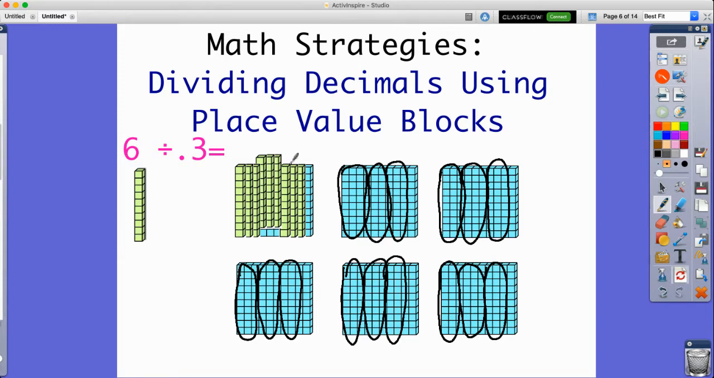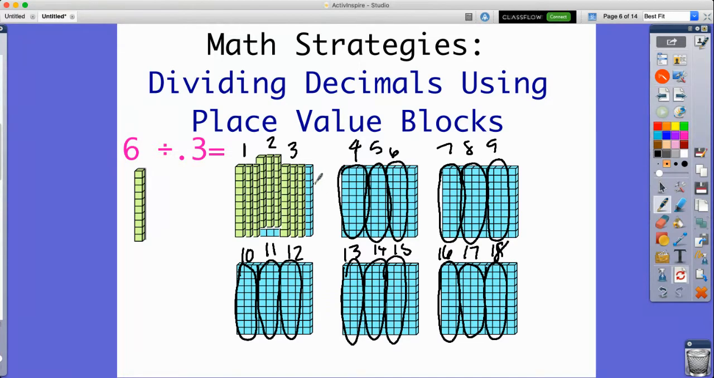So now what I'm going to do is count up how many sets of 3 tenths I have. 1, 2, 3. Now I'm going to wait for these tenths that I have left over, and I'm going to combine them to make as many groups of 3 tenths as I can. So I'm going to just count these for right now. So 4, 5, 6, 7, 8, 9, 10, 11, 12, 13, 14, 15, 16, 17, 18.